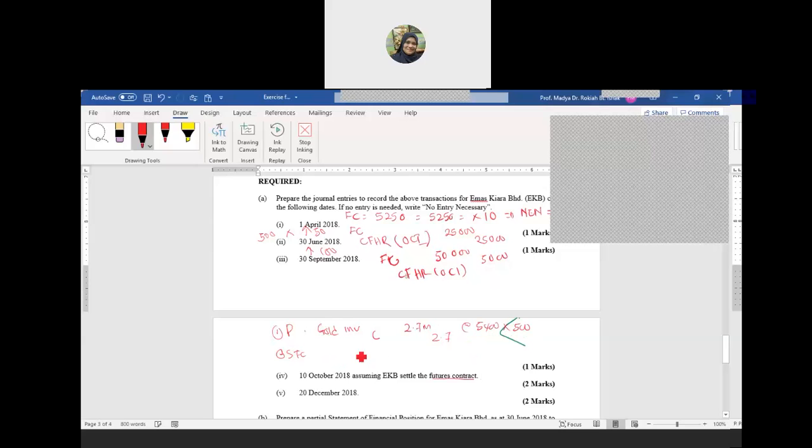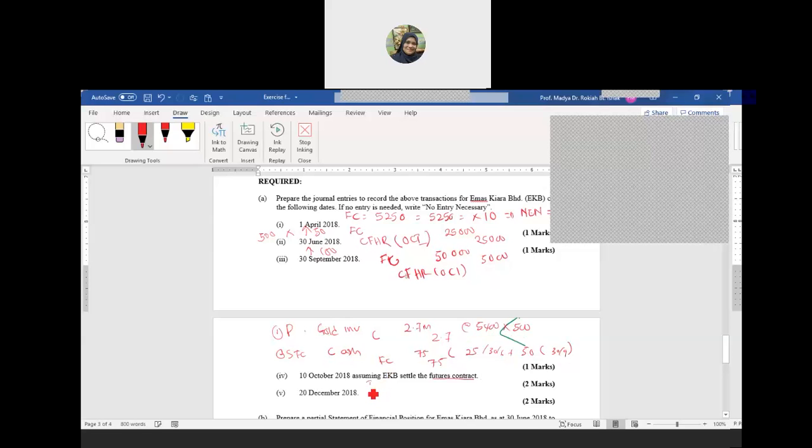What will be the debit? You're going to debit cash. The amount of your future contract here will be 75. You get that 25 from the journal entry on 30th of June, plus another 50 from the journal entry on 30th of September. So altogether you have 75. Done. And then on December you need to prepare 3 journal entries.